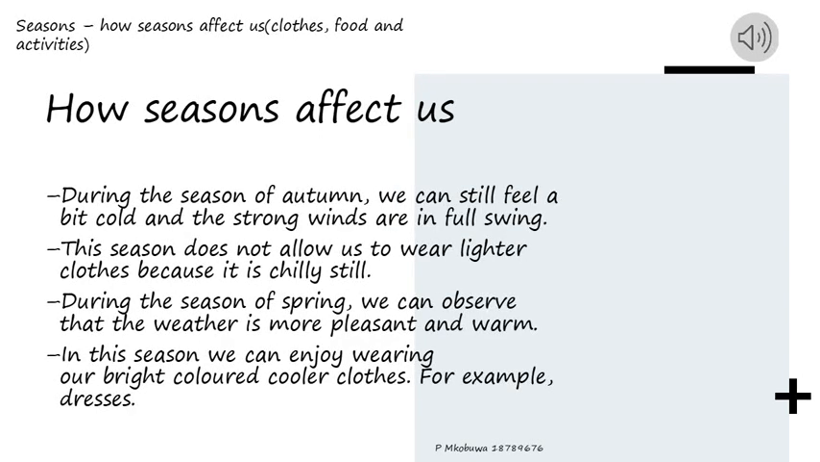During the season of autumn, we can still feel a bit chilly and the strong winds are in full swing. This season does not allow us to wear cooler clothes because it is still chilly. During the season of spring, we can observe that the weather is more pleasant and warm. In this season, we can enjoy wearing our bright colored cooler clothes, for example, dresses, miniskirts, and shorts.